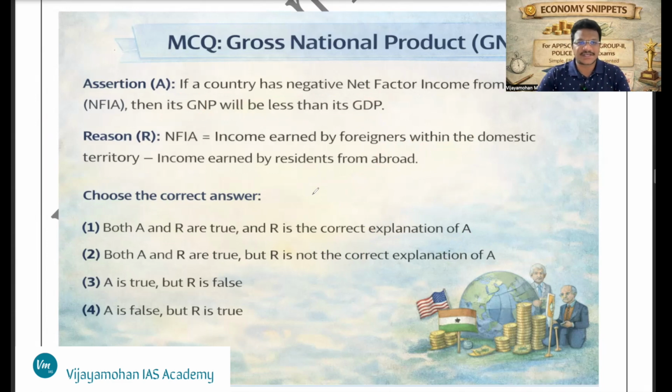So the assertion is correct. And what about the net factor income from abroad formula given? Income earned by foreigners within the domestic territory minus income earned by residents from abroad is a wrong statement, because it is the other way around: income earned by residents from abroad minus income earned by foreigners within the domestic territory. So the correct answer is A is true, but R is false.